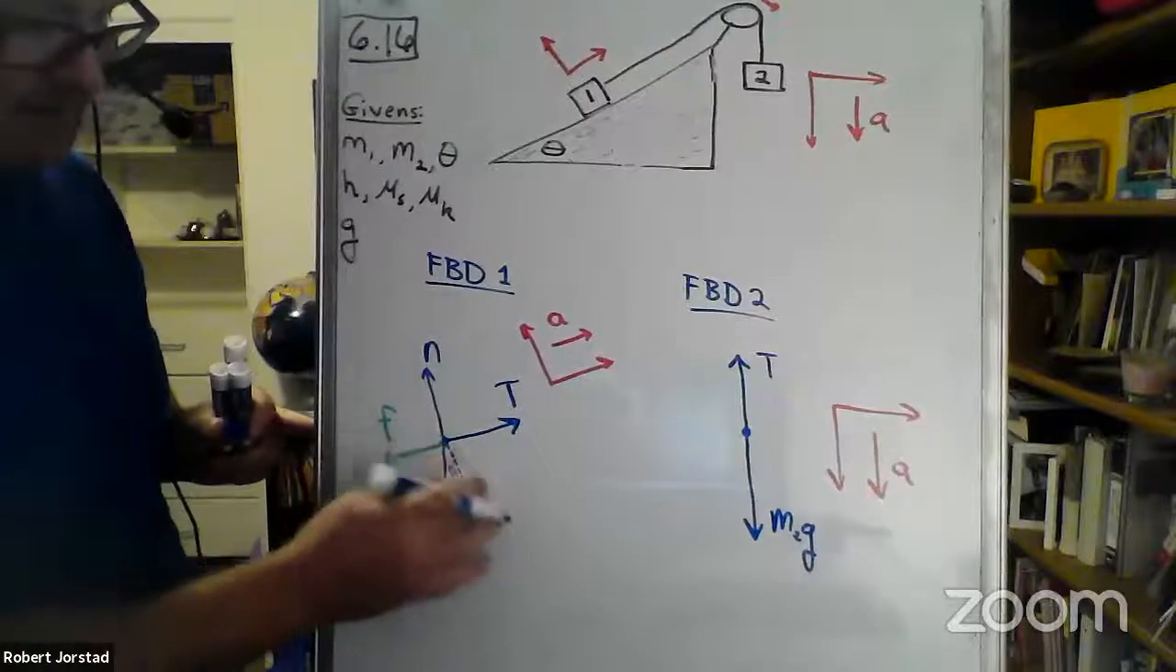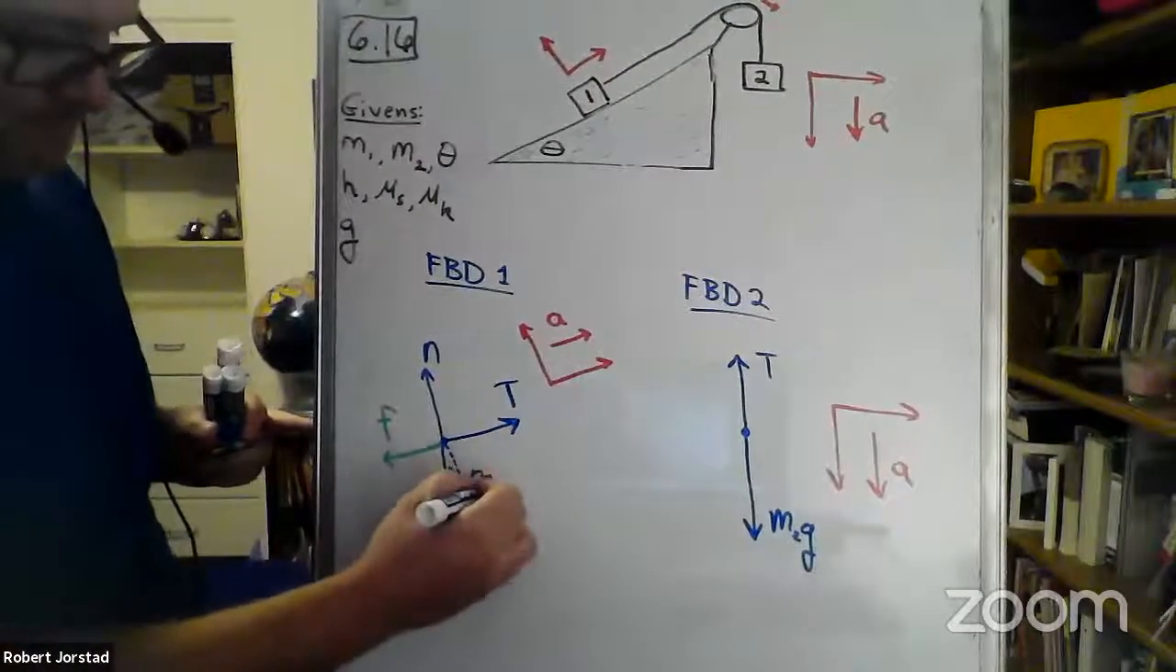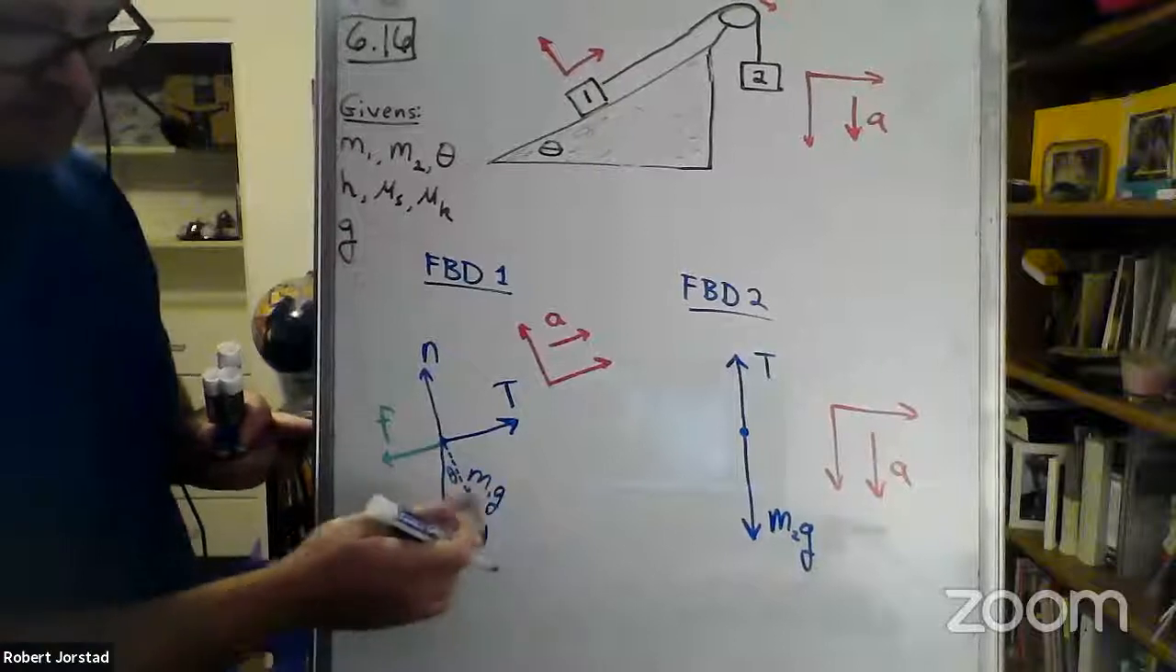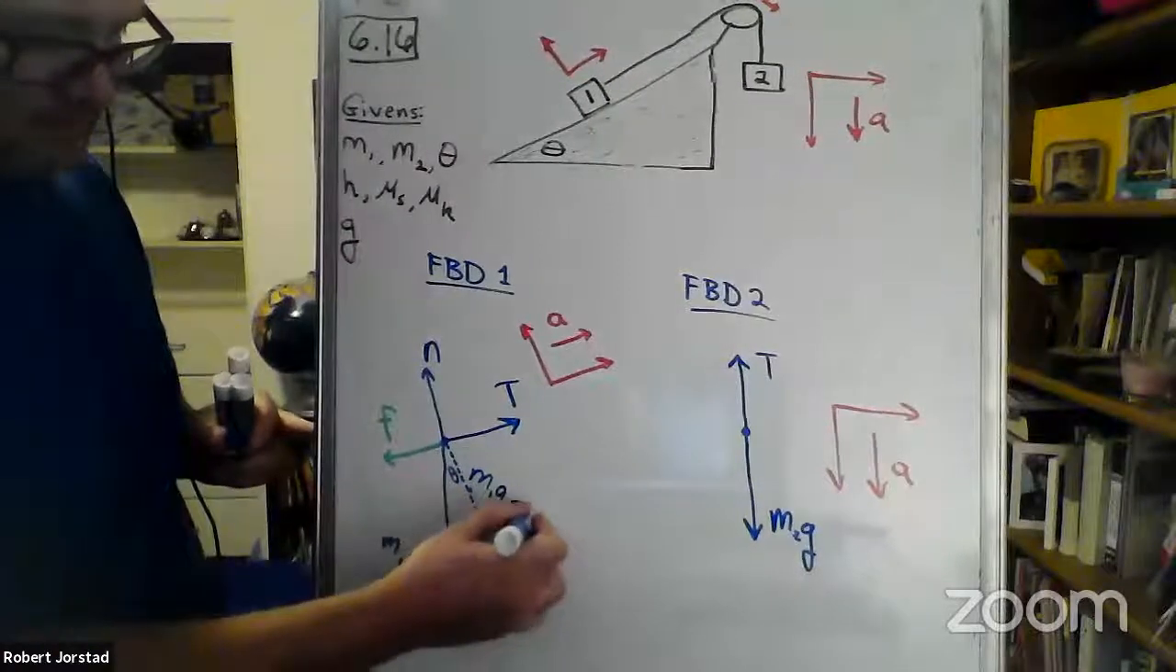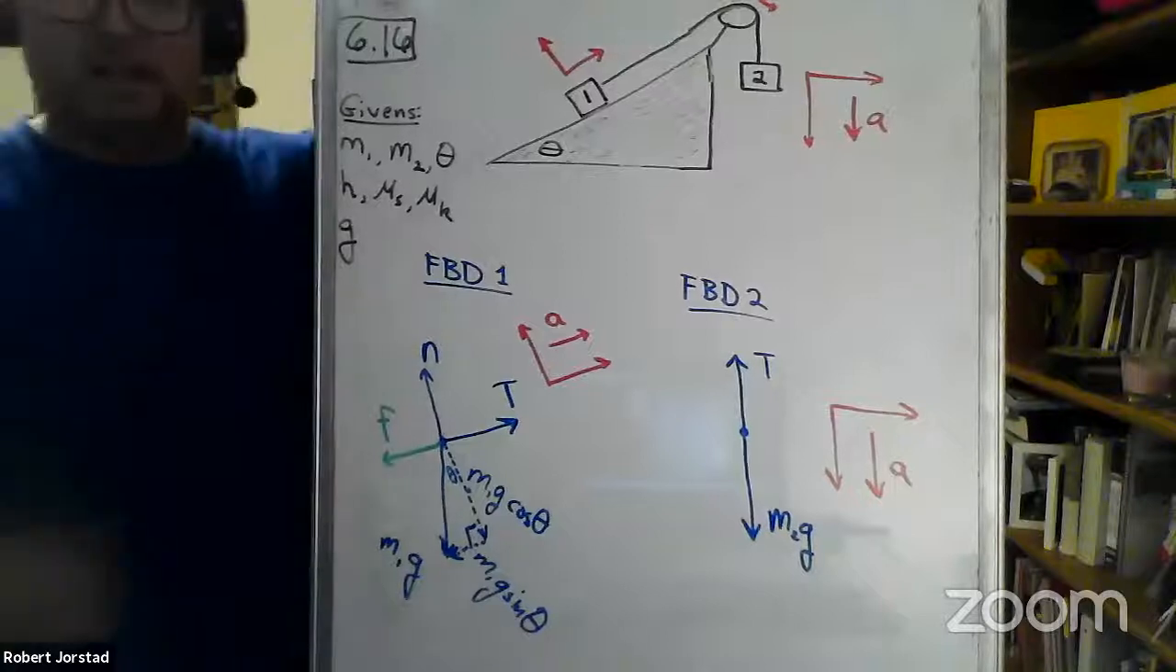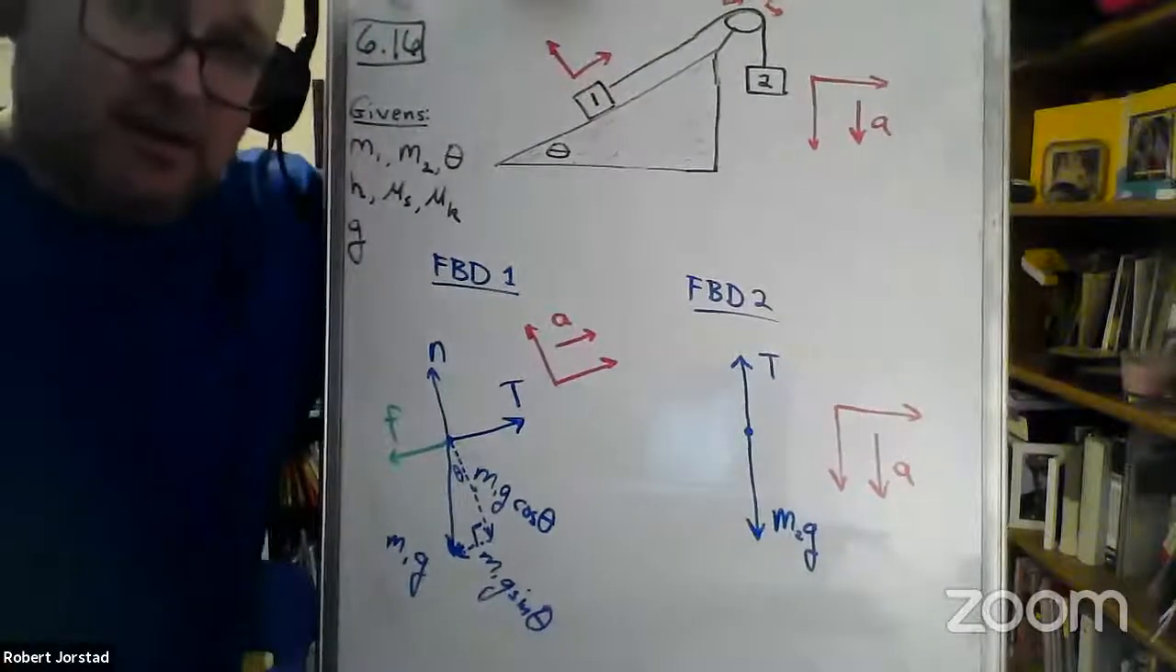All right, so this side's going to be mg. Whoops, no, it's not. It's going to be m1g. Sine or cosine? Cosine. Adjacent. Okay, and so notice here we go.